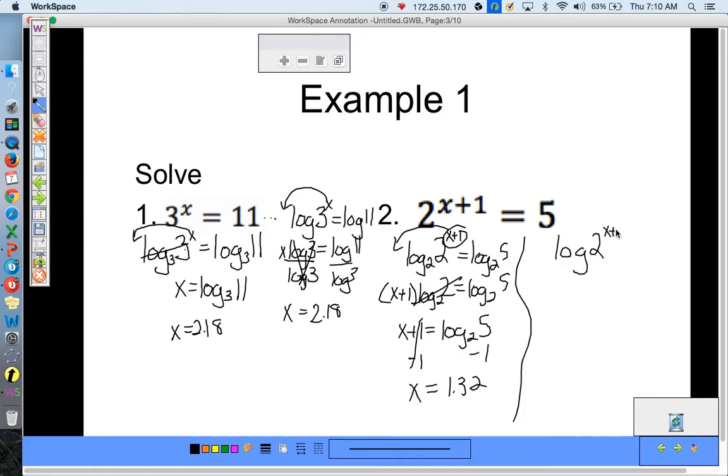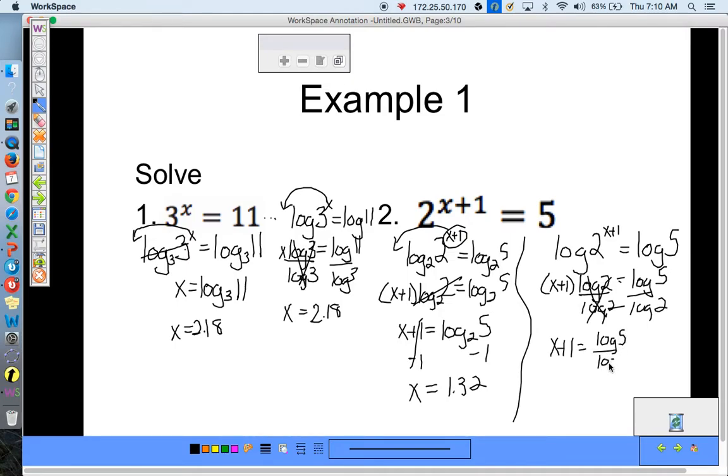The other way is we can just log each side with base 10. Log of 2 to the x plus 1 equals log of 5. X plus 1 comes out in front. Once again, we can divide by log of 2. So we have x plus 1 equals log 5 over log 2. And then we can subtract the 1. And you'll end up with that same number.